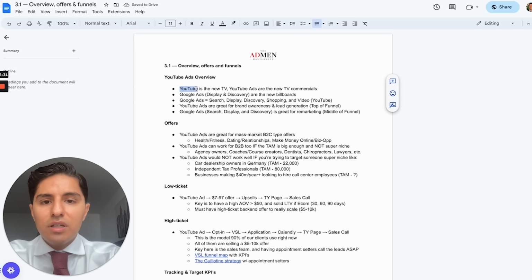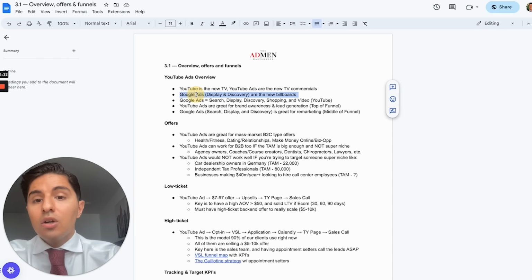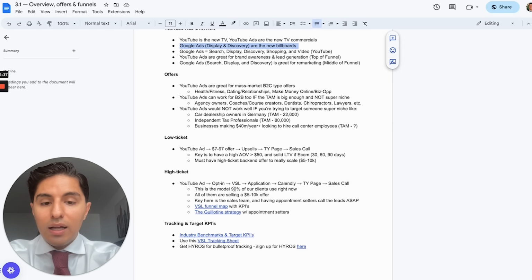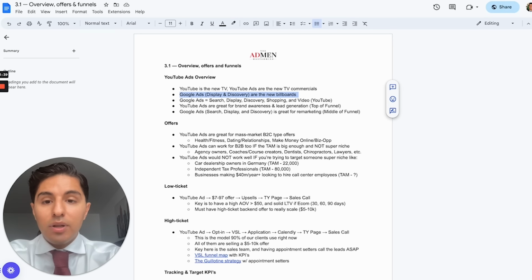YouTube ads are the new TV commercials. Google Ads display and discovery are the new billboards, okay? So Google Ads equals search, display, discovery, shopping, and video. You can do all of them in Google Ads. YouTube ads are great for brand awareness and lead generation. Google Ads search, display, and discovery are great for remarketing middle of funnel.